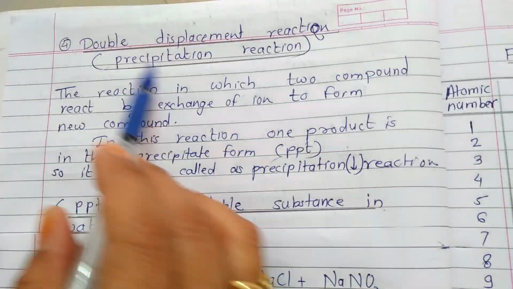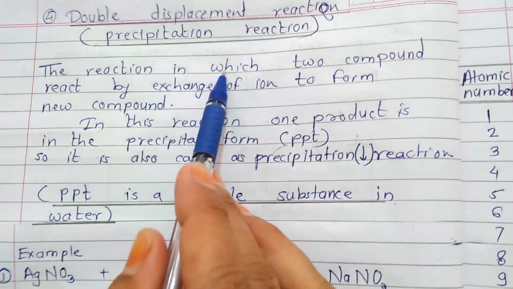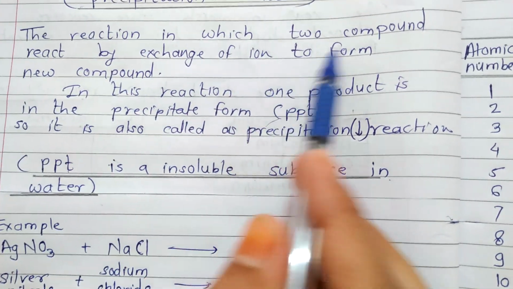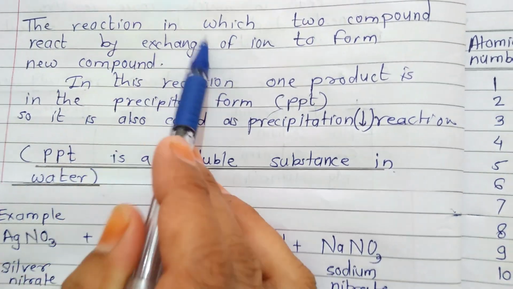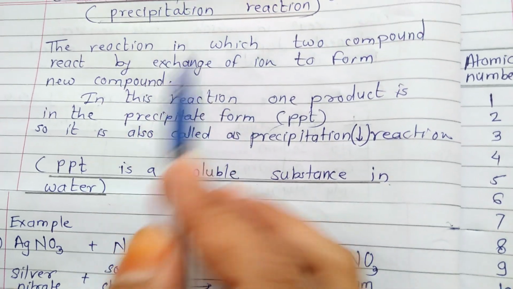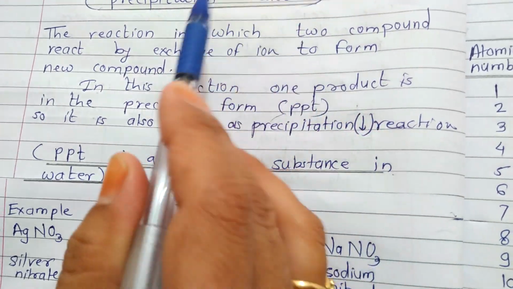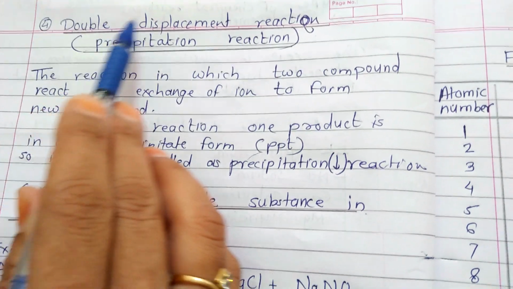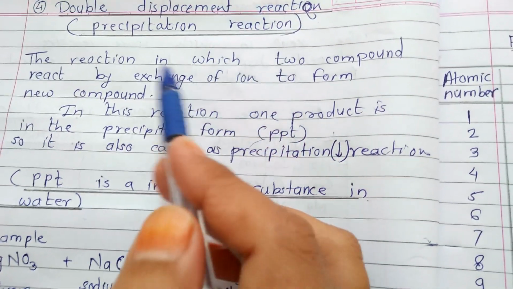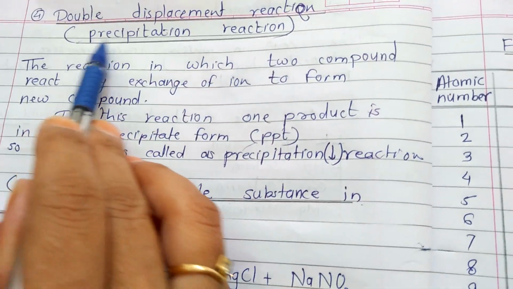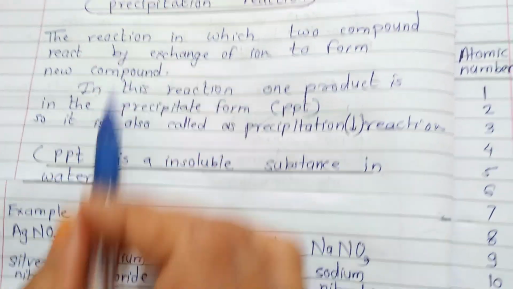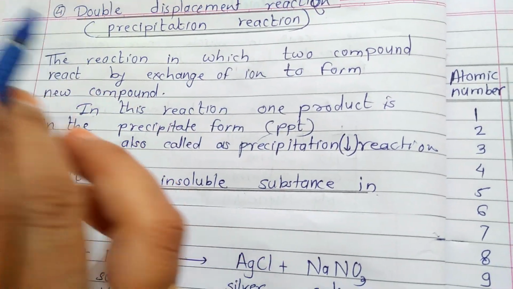Now we will see the double displacement reaction. It is the reaction in which two compounds react by exchange of ions to form new compounds. So two compounds or two reactants react and there is an exchange of ions between them. This reaction is called a double displacement reaction, and one product is always in the form of a precipitate, so it is also called a precipitation reaction. Now we will see examples.